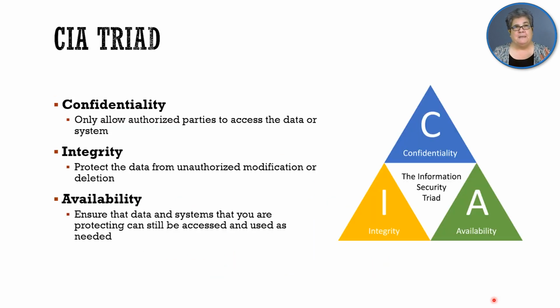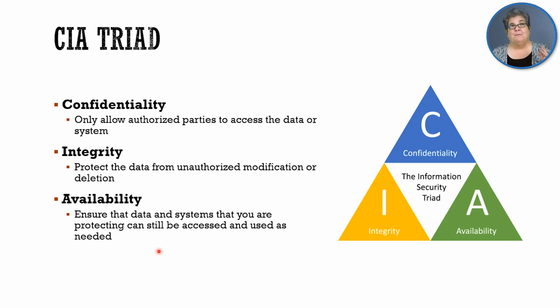Now, what does this mean? Confidentiality means only authorized parties, users or processes or other systems, can access the data or system. Integrity means that if you do access it, you don't have unauthorized modifications or deletions. And quite honestly, you cannot have integrity without confidentiality. Availability means, hey, you haven't locked this thing down so far that we can't use it.